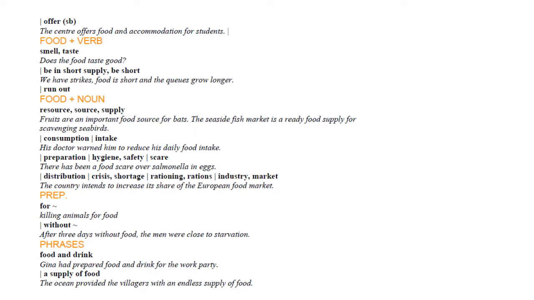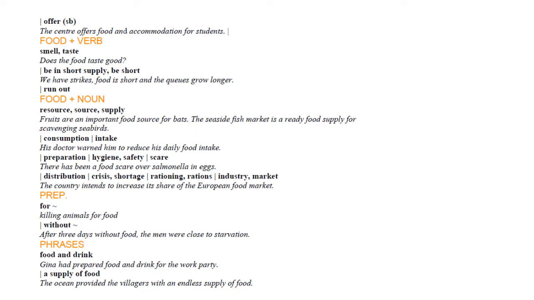We also have nouns that collocate with food, so we can say food resource, food supply, for example. The seaside fish market is a ready food supply for scavenging seabirds. We can say food consumption, food intake, for example, when discussing a diet or something, the food intake, and so on. Food hygiene and safety, food crisis, shortage, distribution, food market, and so on.